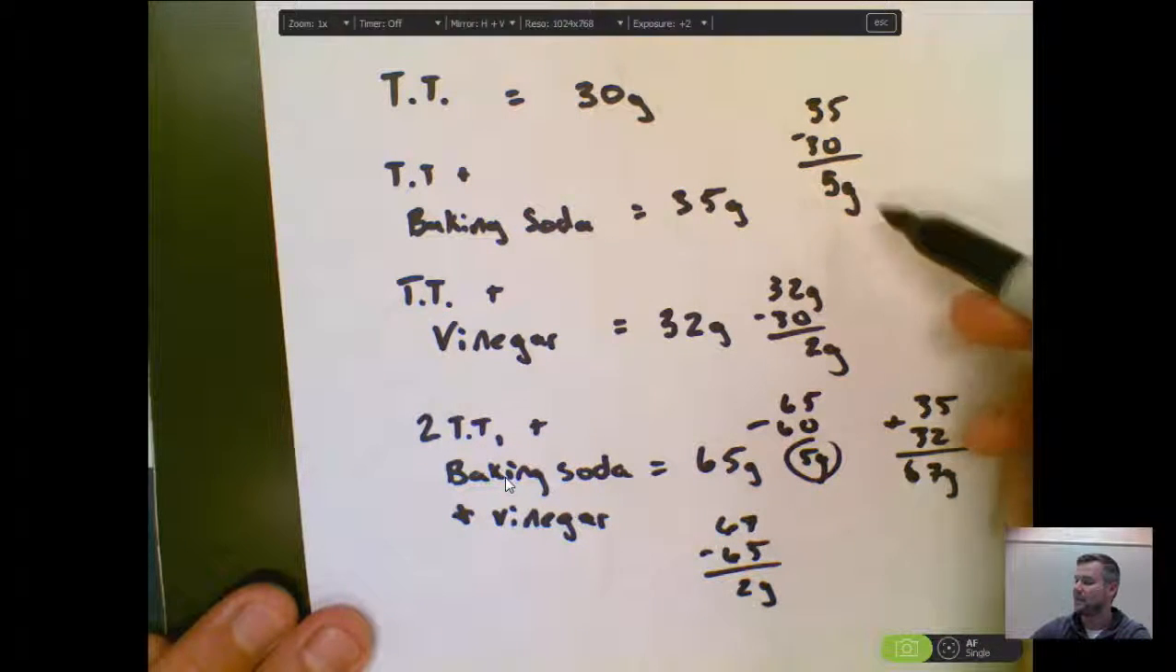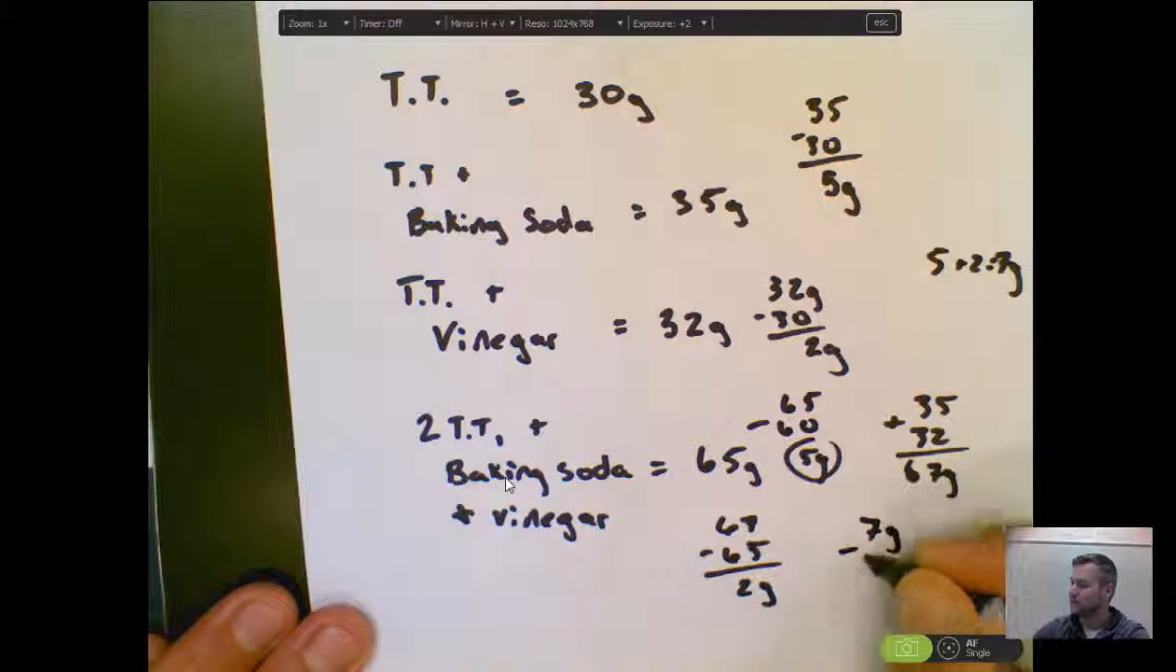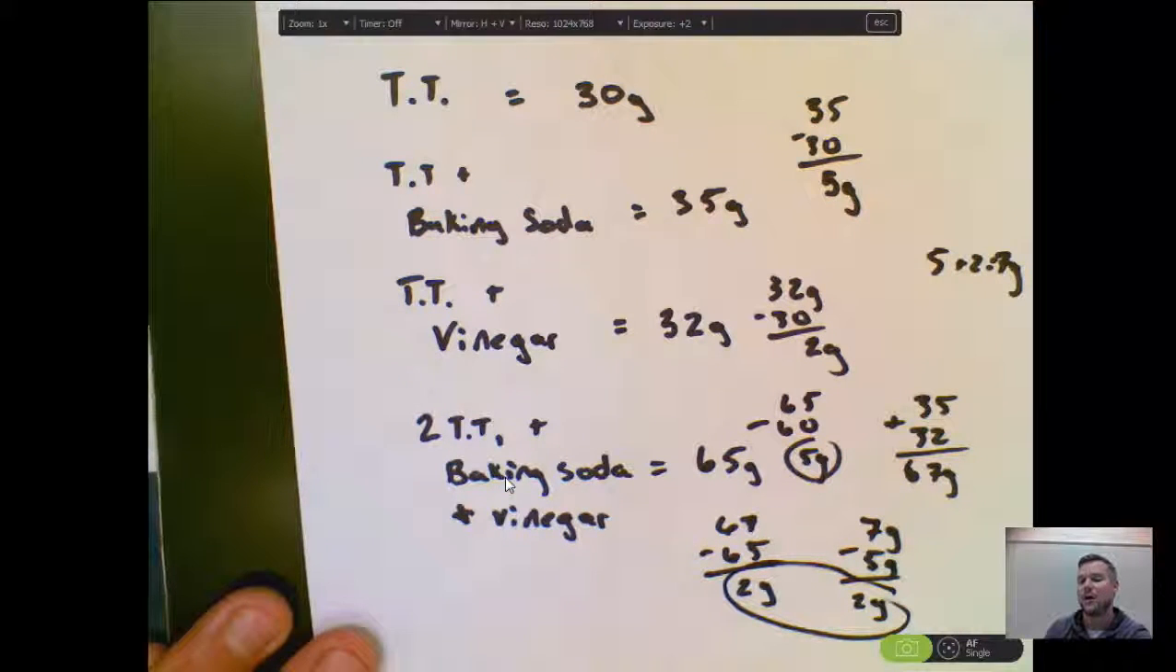We had 5 and 2, which makes 7 grams of chemical. 7 grams minus 5 grams equals 2 grams. So either of those methods work. We know that we had 7 grams of chemical, 5 grams of chemical remained, or we had 67 grams of glass and chemical, 65 grams of glass and chemical remained. In either case, 2 grams of chemical is not accounted for, which means it must have formed a gas and it must not have been trapped.